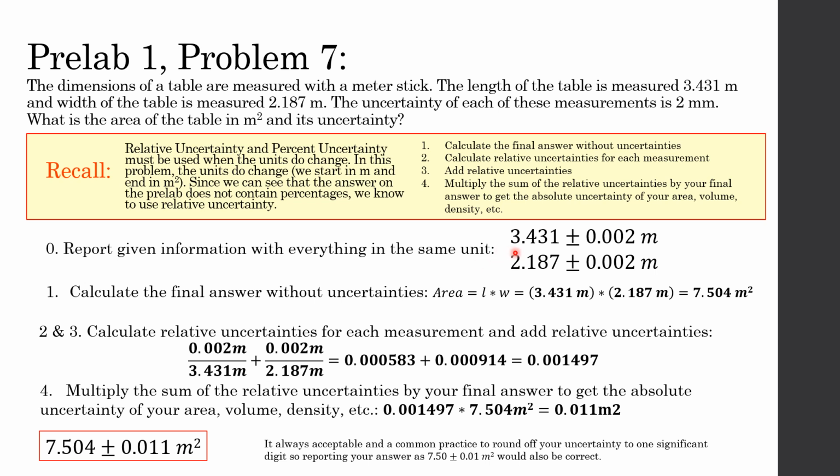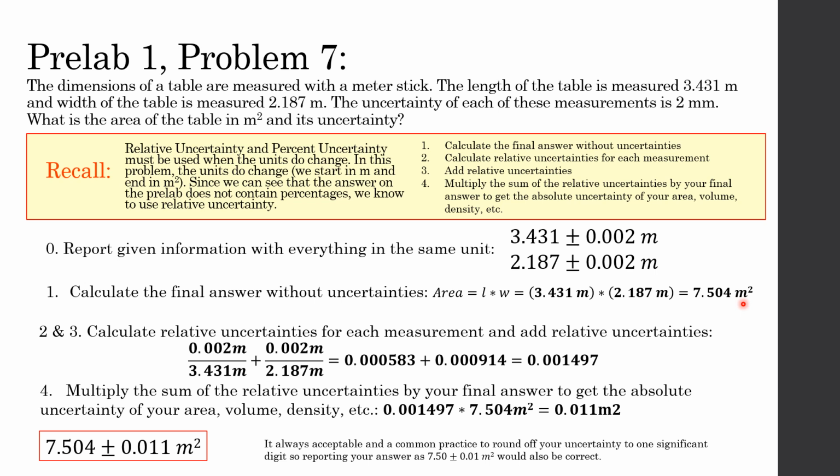So that gives us the length is 3.431 plus or minus our uncertainty, which is 0.002 meters. Then our width is 2.187 plus or minus 0.002 meters. So now we move on to the first step, which is to calculate the final answer without any uncertainties. So this is a rectangular table. That means to find the area, we need to multiply the length times the width. So that's just 3.431 meters times 2.187 meters, and that gives us 7.504 meters squared. Okay, so we're just going to file that away for later.